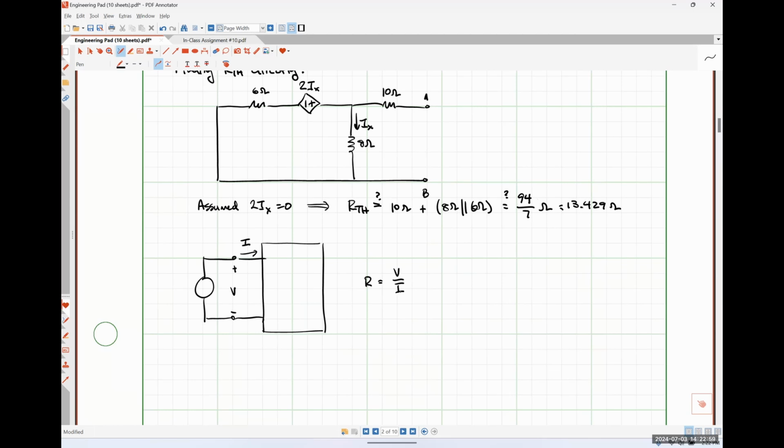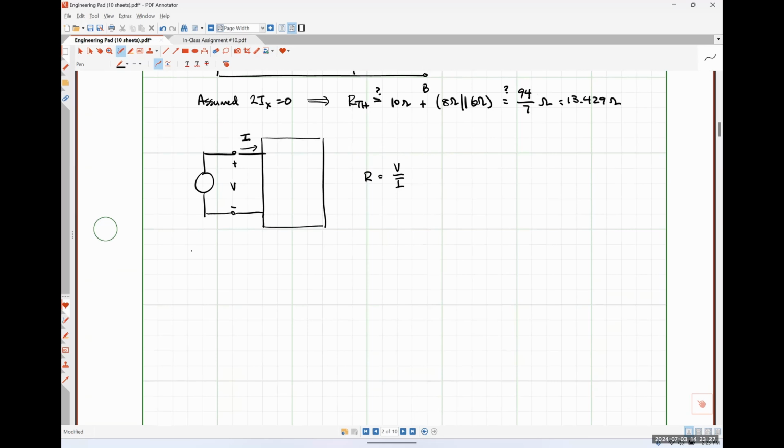So what we're going to do is effectively we are going to excite this dead network with either a voltage source or a current source. And then we're going to find the voltage drop across the terminals, the current entering the terminals of the network, and take that ratio to get our Thevenin resistance. Because Ohm's law literally tells us that we can do that for any circuit to find its resistance. Okay. So I'm going to call this applying a test voltage source.